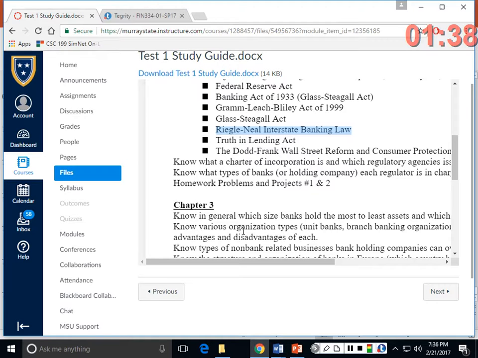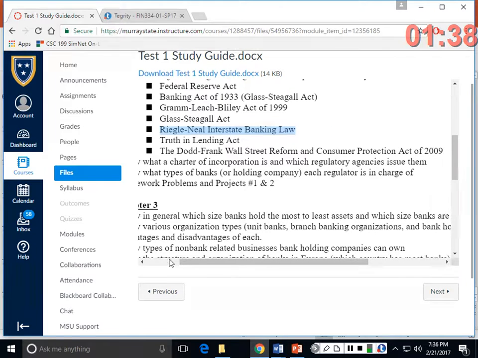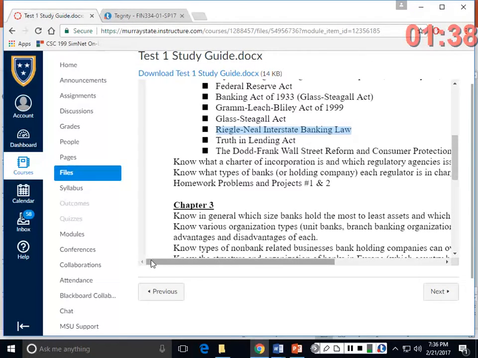Know what types of banks or holding companies each regulator is in charge of. We had a nice little slide on that. They kind of summarize who does the OCC supervise, who does the FDIC supervise, etc. And then homework problems and projects 1 and 2.